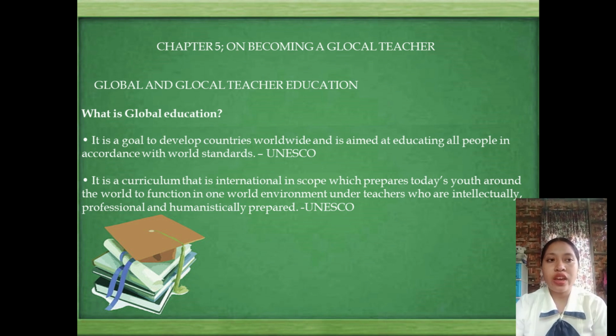What is global education? Global education is a goal to develop countries worldwide and its aim of educating all people in accordance with world standards. So it is also curriculum that is international in scope, which prepares today's youth around the world to function in one world environment under teachers who are intellectually professional and humanistically prepared. So it is also a form of an approach to education that prepares students for this rapidly interconnected new world.